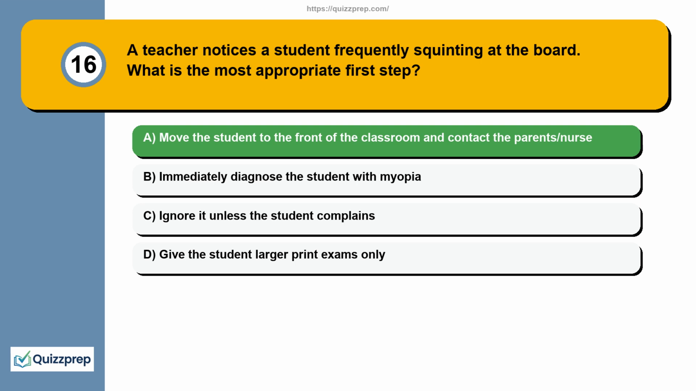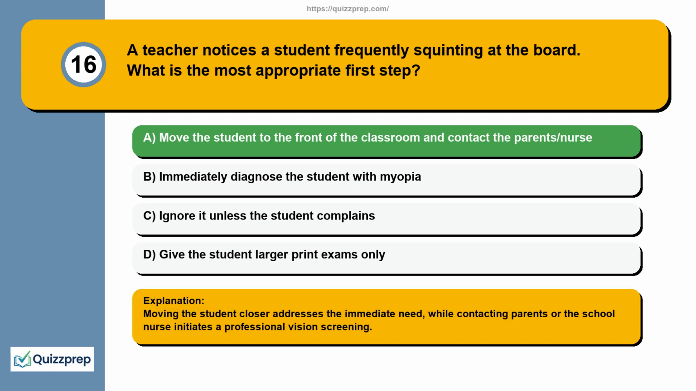Move the student to the front of the classroom and contact the parents or nurse. Explanation. Moving the student closer addresses the immediate need, while contacting parents or the school nurse initiates a professional vision screening.